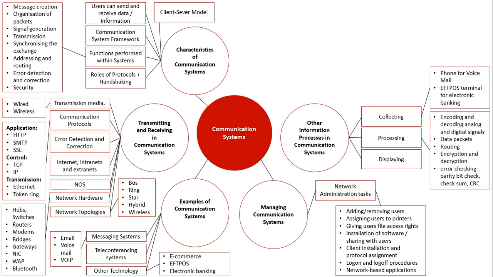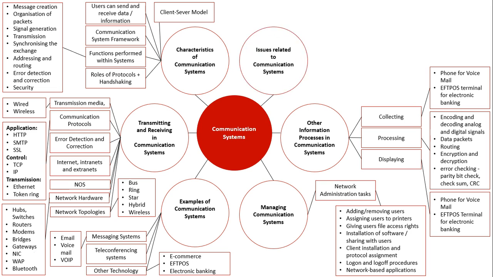And then the final information process we look at is displaying. The examples here are exactly the same as collecting because it's the end result of the person using that device. So on the phone or voicemail, it's the speaker now that's the display device, and that's actually allowing you to hear what was said. So you're actually hearing back. The sound is being displayed. On an EFTPOS terminal or electronic banking, the screen says what's going on. It's being displayed there. So those devices are both collecting devices as well as displaying devices.